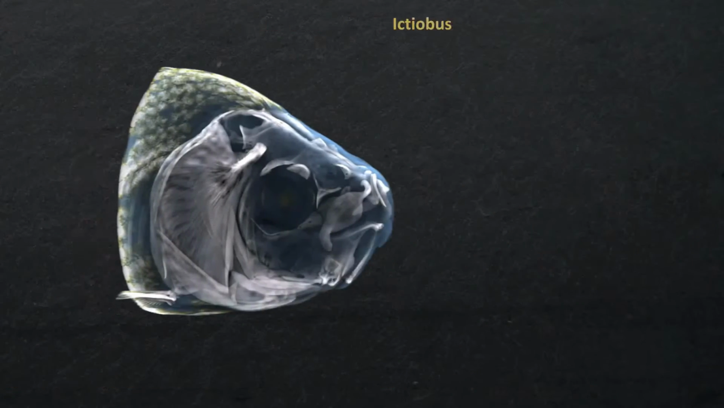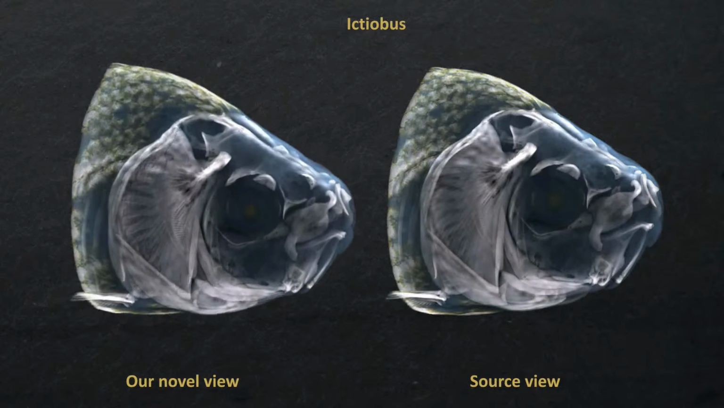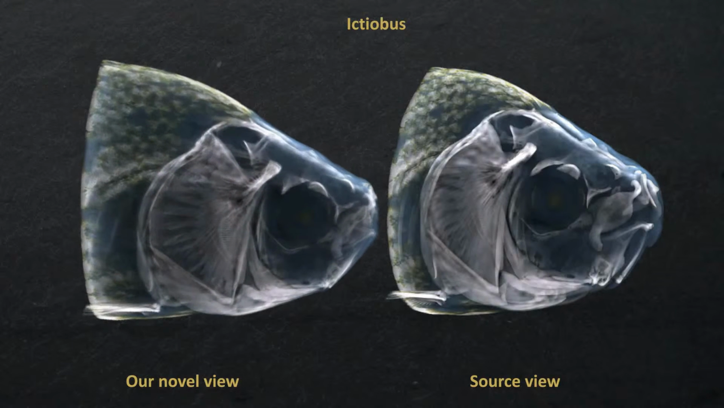Again, surfaces lying under other surfaces are seen for this specimen. Repeating patterns can cause moire effects typical for surface-based image-based rendering.